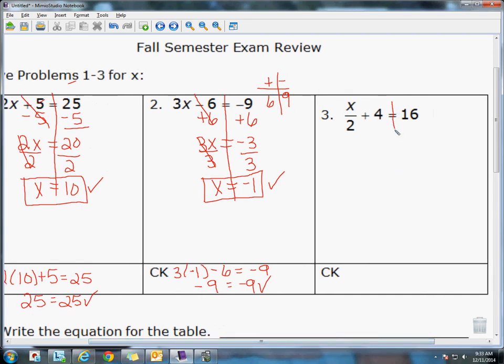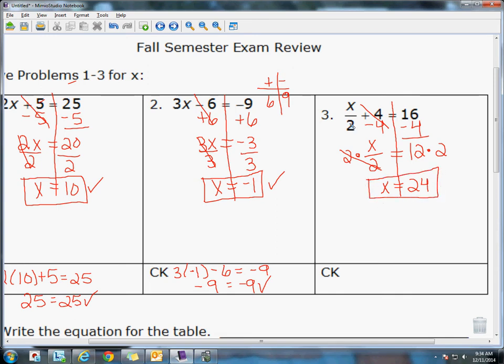Number 3, x divided by 2 plus 4 is equal to 16. So a simple two-step. We have a plus 4, so we're going to subtract 4. So I have an x divided by 2 left over. 16 minus 4 is 12. And then we are going to get x by itself. Since that says x divided by 2, we're going to do the opposite, which is multiplication. So those cross out. We have x is equal to 12 times 2 is 24.